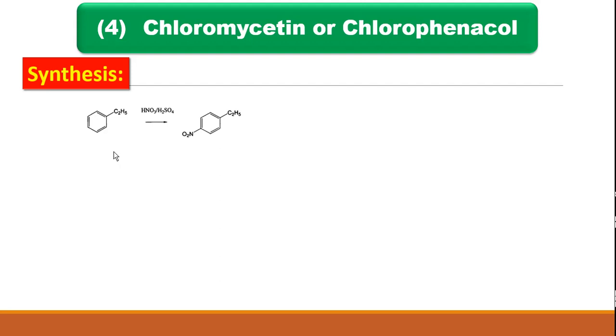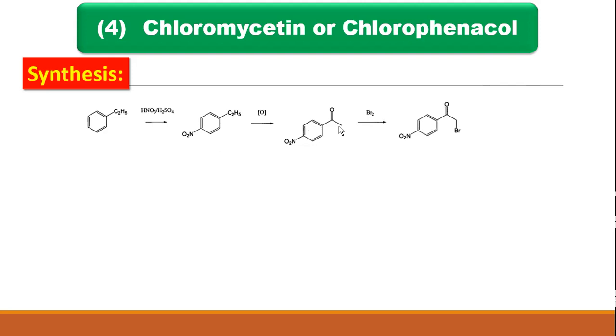Now this compound undergoes oxidation. What is C2H5? Nothing but here we have CH2 and here it is CH3. So when we are doing oxidation, this CH2 is converted into C double bond O CH3, para-nitroacetophenone. So next it undergoes bromination. Generally we use bromine in acetic acid. So this active position undergoes bromination, and we get this compound.